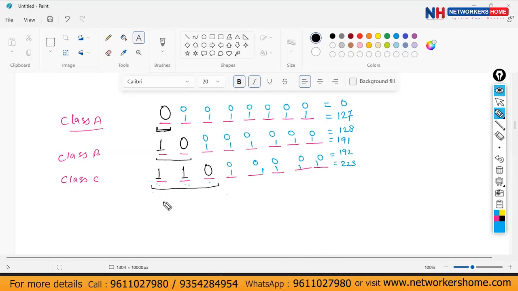Okay. Similarly, in case of class D, the reservation was 4 bits. Okay. Class D.